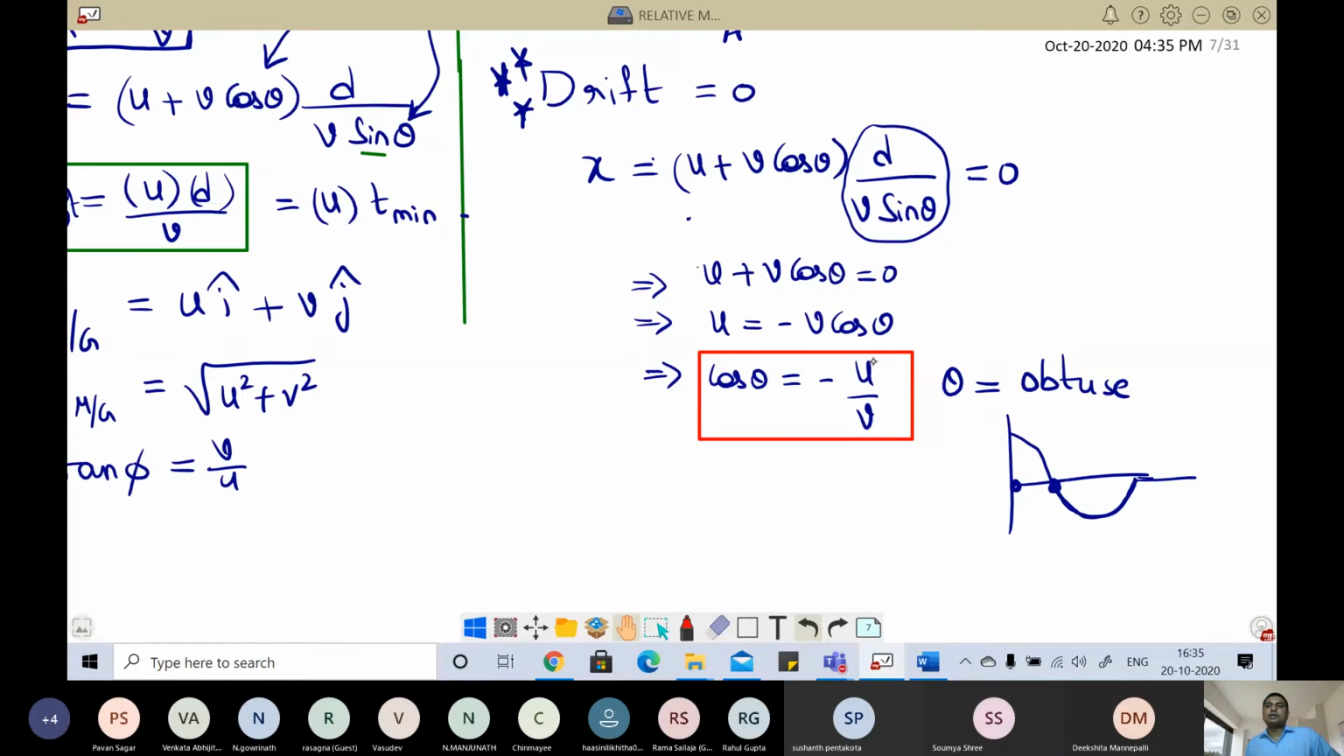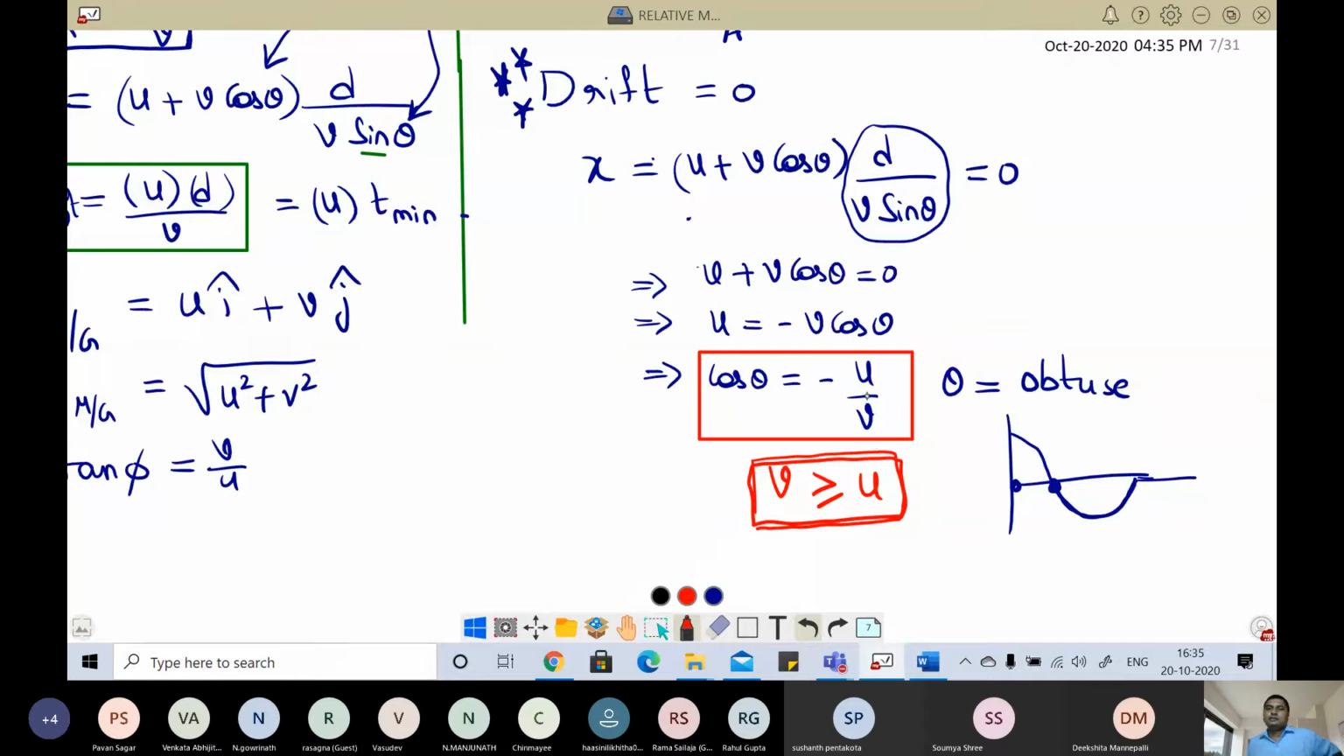U is called as what? River velocity. V is called as what? Velocity of man with respect to river. So these 2 points are also very important. The denominator V should always be greater than, very, very important points. V should always be either greater than or equal to U.